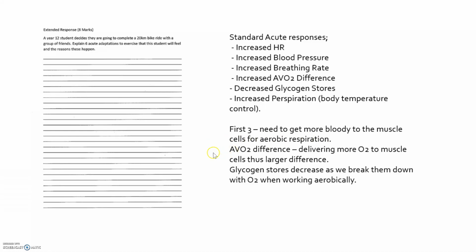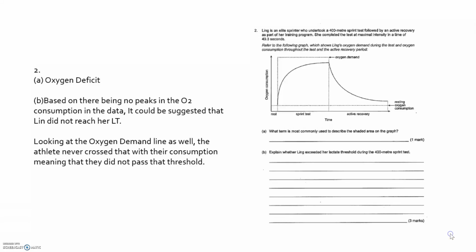Increased AVO2 difference: we're delivering more oxygen to the cells because they need it, so therefore there's a large difference there. And the glycogen stores will decrease because when we're working aerobically, which the 20k bike ride would be, working in an aerobic system, we break down our glycogen with oxygen.